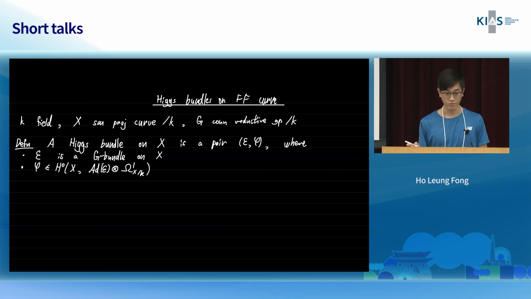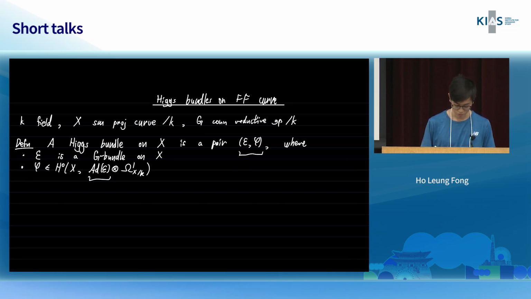So let me first review the classical definition of Higgs bundles for a smooth projective curve over a field. So suppose X is a smooth projective curve and G is a connected reductive group, then a Higgs bundle is a pair (E, phi) like this, such that E is a G-bundle on X and phi is a global section of the adjoint bundle tensor with the Kähler differentials.